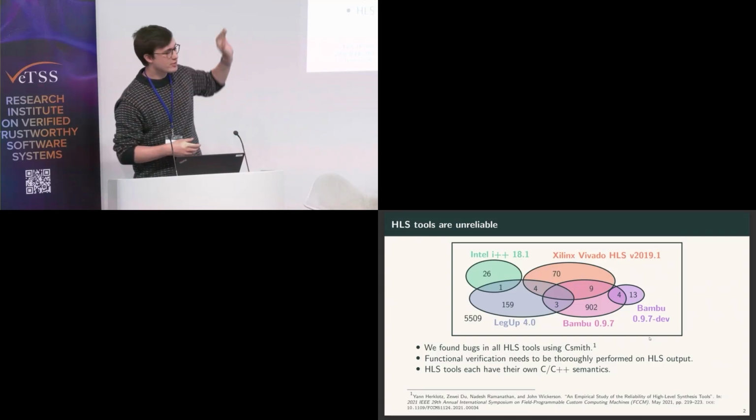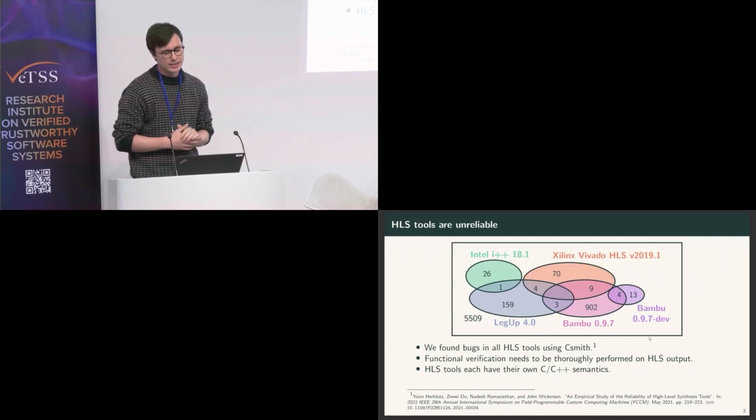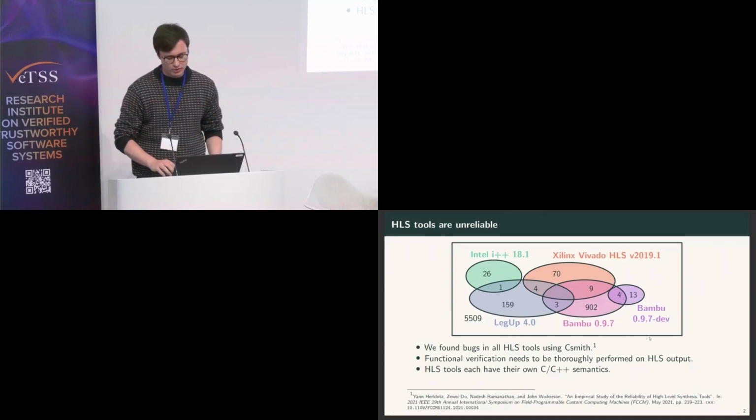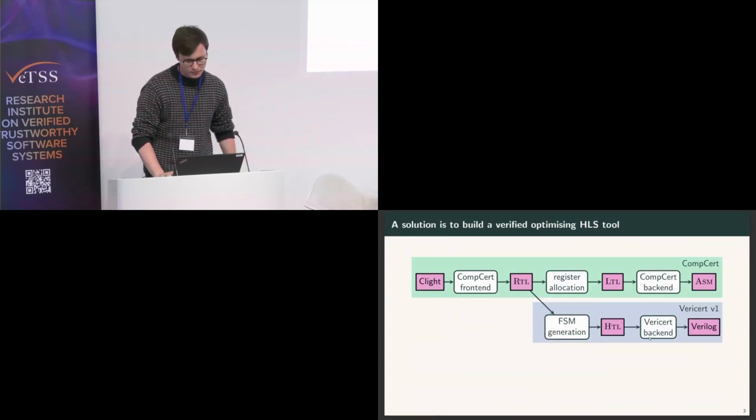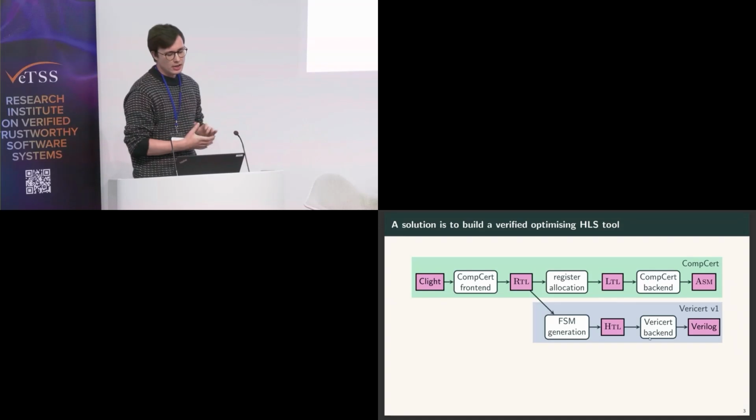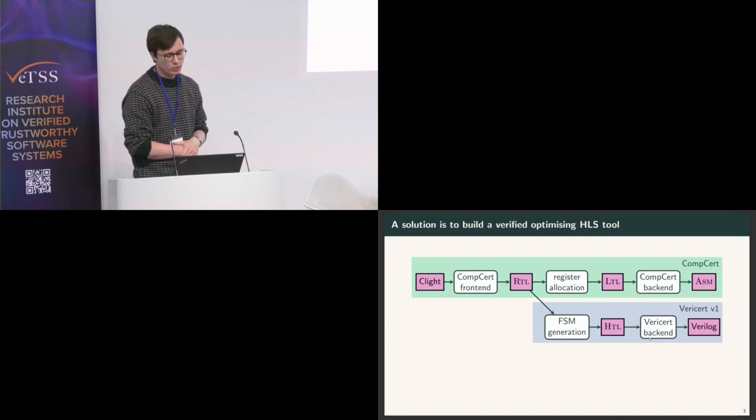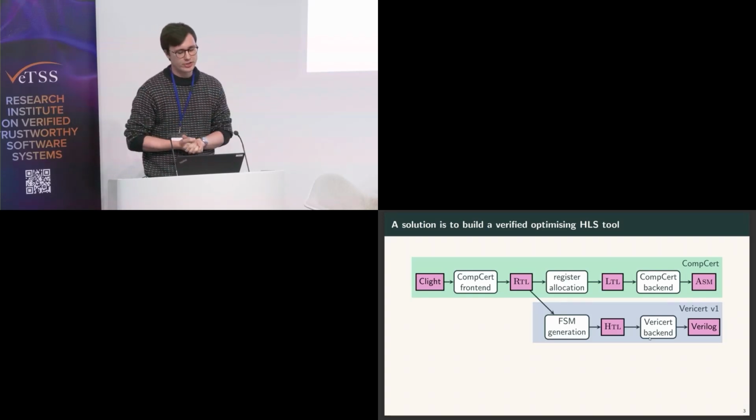And these tools differ in what parts of C++ they support, and they won't explicitly error out when they don't support a construct. So we wanted to build a more robust HLS tool that doesn't have this problem. First, we want to solve the reliability issue, so you don't have to do this formal equivalence checking. And second of all, we want to have quite a precise description of what input we actually support.